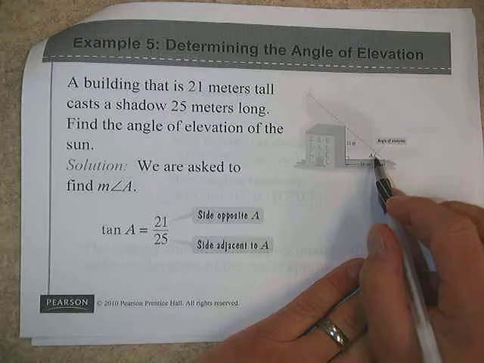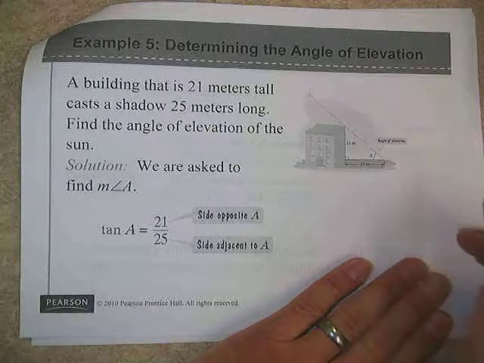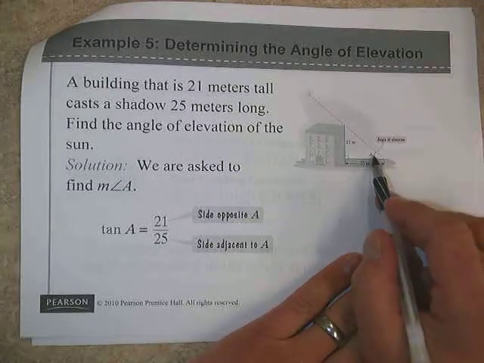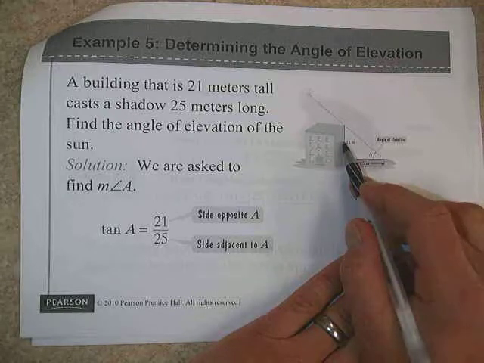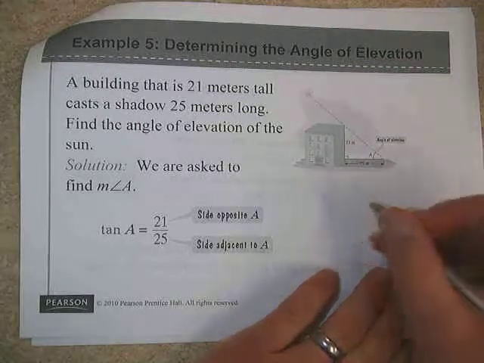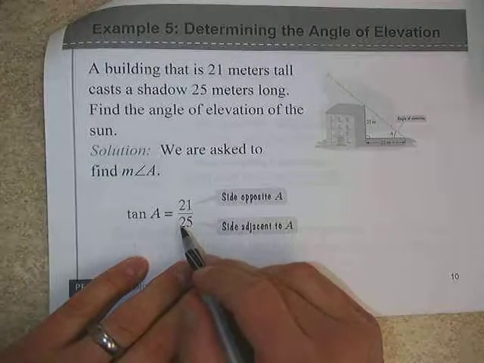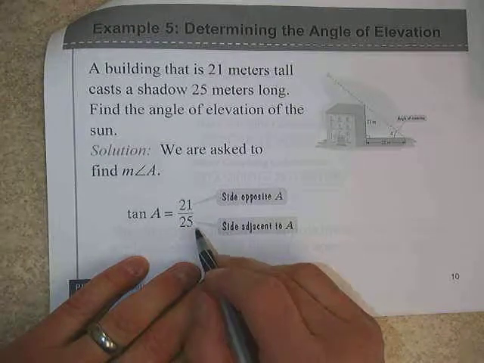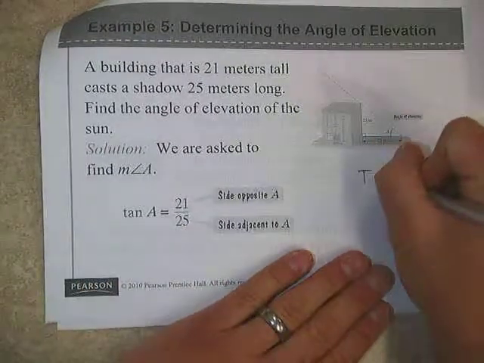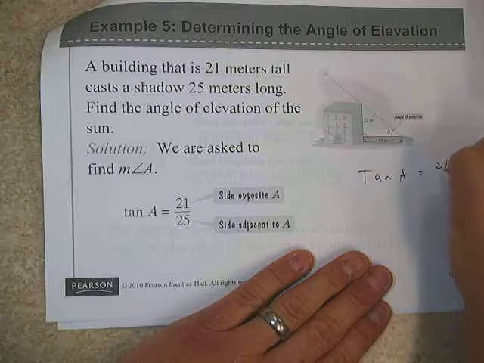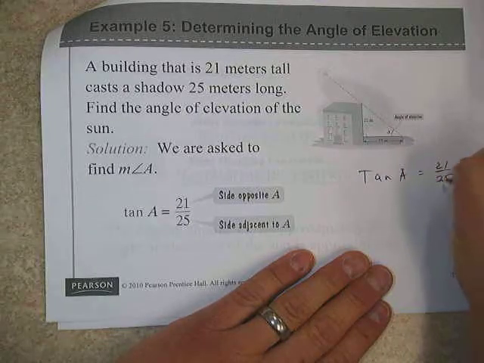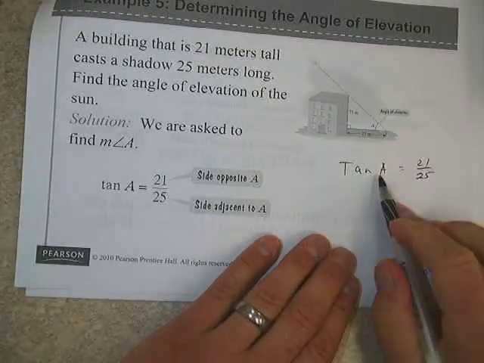Another one. This one says we have a building that casts a shadow that's 25 meters long. The building is 21 meters high, and we want to find what is the angle of elevation. So this time we don't know the angle, but again, looking at the angle that we're given, we know the opposite, we know the adjacent, so it's another tangent sentence. So when we set it up, we can write tangent A equals 21 over 25.